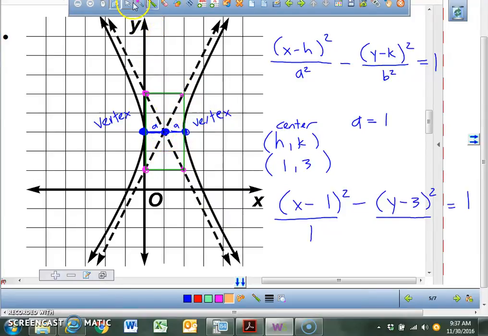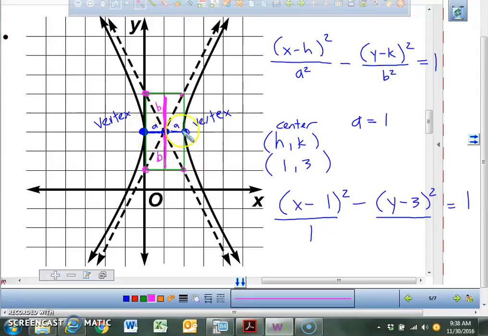What's the distance from here to right there and from down to right there? That's 2, right? Well, what does that represent? That represents our b value. So those are our b values. Remember, this right here, everybody, is your transverse axis. This is your conjugate axis. So our b value was equal to 2. So b squared is 4. And this is your final answer for number 4.